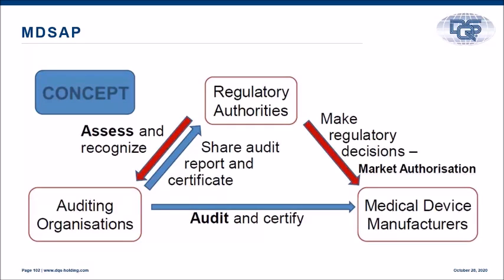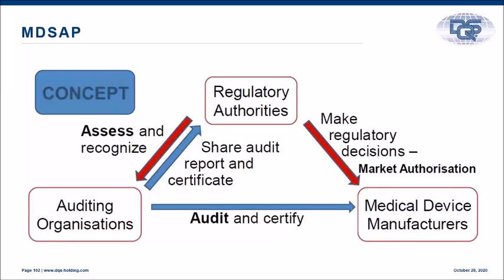So how it works is, the regulatory authorities assess and recognize the auditing organizations. Auditing organizations are third-party certification bodies like DQS, and multiple other certifying bodies have also been recognized as auditing organizations. These auditing organizations perform the audits for the manufacturers under this MDSAP program, audit them and provide a certificate to the medical device manufacturers. They also provide the details of audits, reports, and audit outcomes to the regulatory authorities.